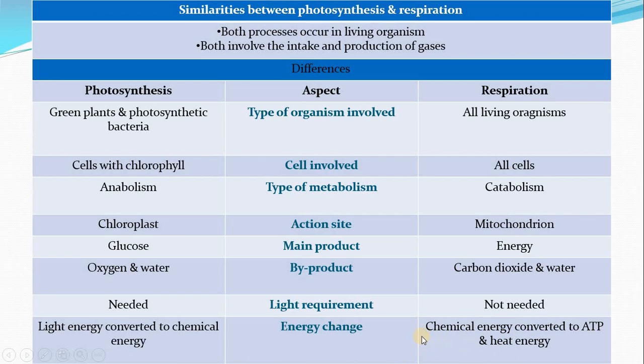So the chemical energy comes from the glucose. From the glucose, chemical energy is converted into ATP, into energy. So that refers to the differences between photosynthesis and respiration. Make sure you can memorize and remember the points there.